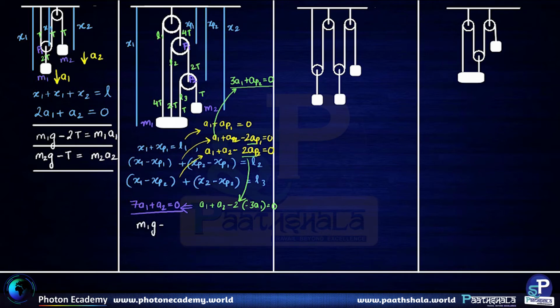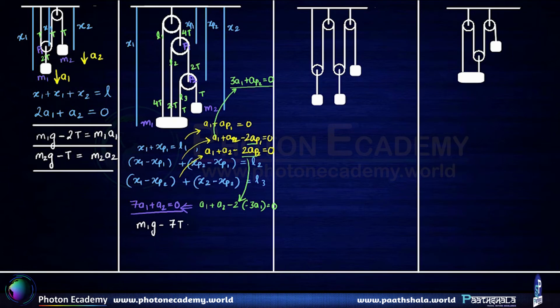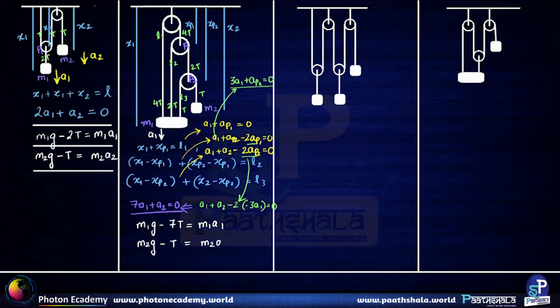m1g minus 7T is equal to m1 a1. So a1 has been assumed to be in the downward direction, and m2g minus T is equal to m2 a2. So these are the three equations that will give you the solution for the constrained motion system that is shown over here.